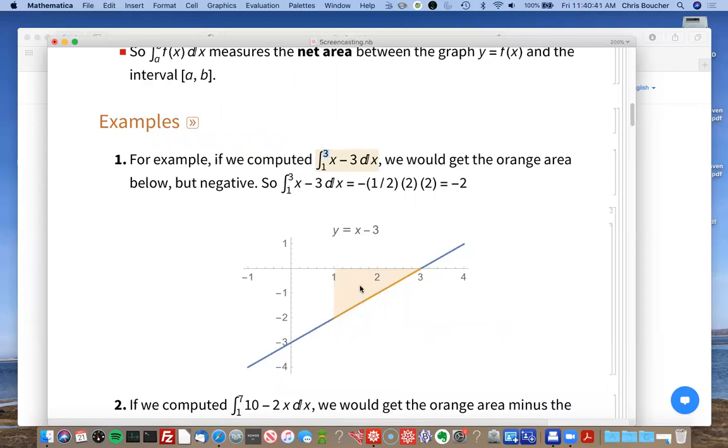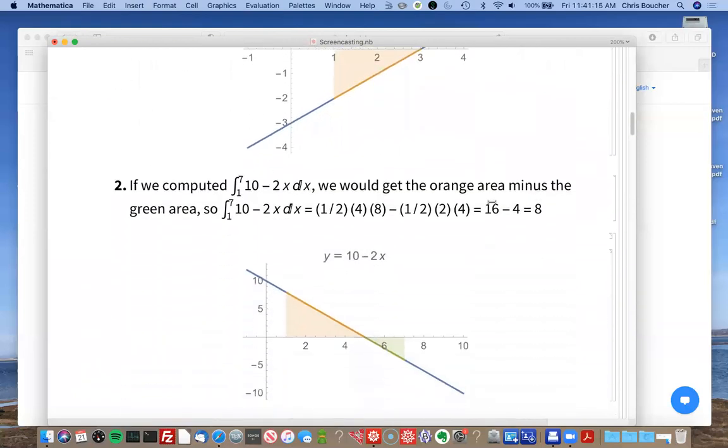I can see from geometry what this integral is going to compute. It'll compute the area of this orange triangle, but it will be negative because it's below the x-axis. Of course, I can figure out the area of the triangle just using 1/2 base times height. Here is the area of the triangle, and the integral will compute that negative, so this integral will come out to be -2. Again, we would never say an area was -2, but the net area between this function and the x-axis is negative because the function's graph is below the x-axis on the interval.